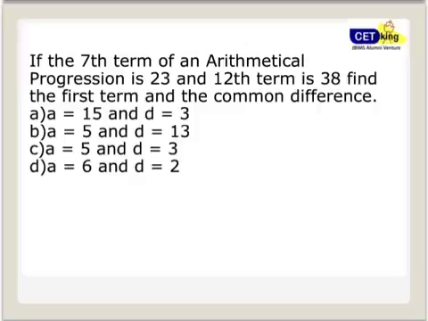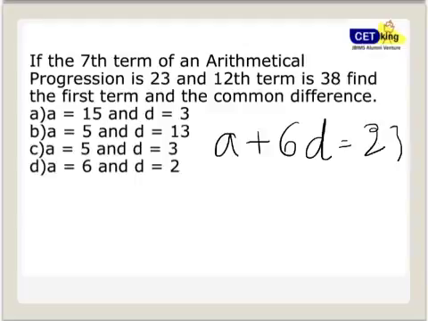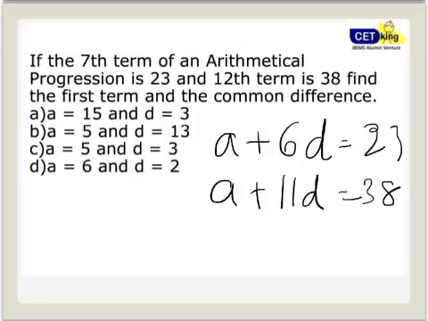The moment you know the terms, you have to make equations. When you do equations, you have to solve the two equations and get your answer. 7th term is 23. 7 matlab a plus n minus 1 d. 12th term is a plus. All you do is solve two equations and get my d and get my a. One way to solve is obviously normally solve the equations.